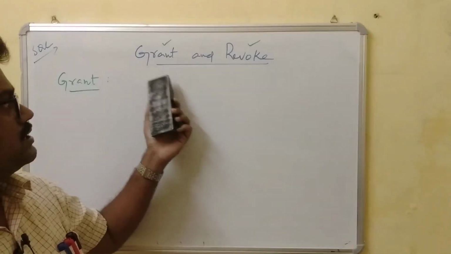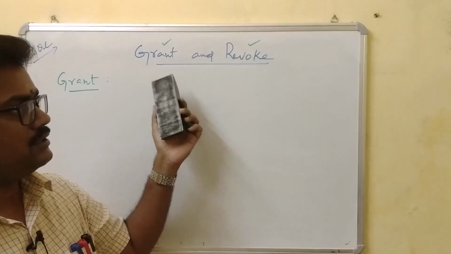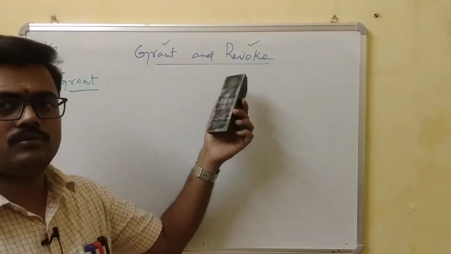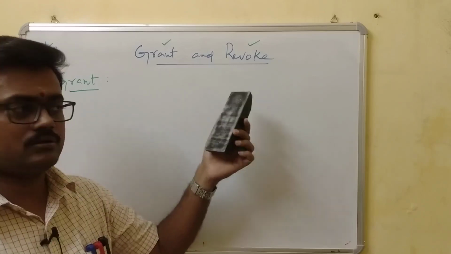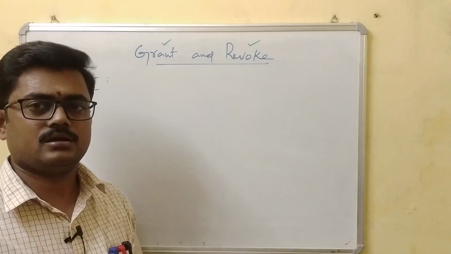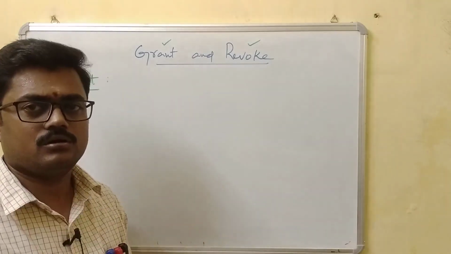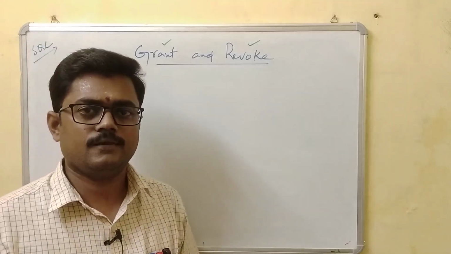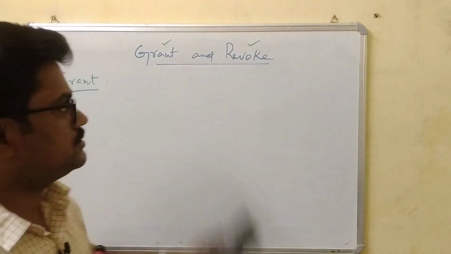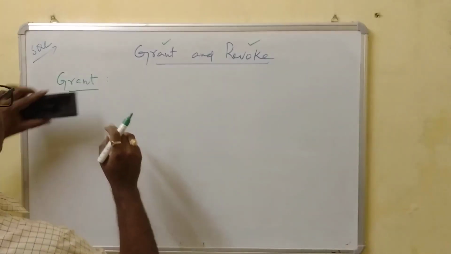So giving permission to some user is nothing but granting permission. Once the work is done, we can get back the control from the user. For whichever user or role we have given the permission, we can get back that permission, right? So how are we going to work? Let us see granting first.